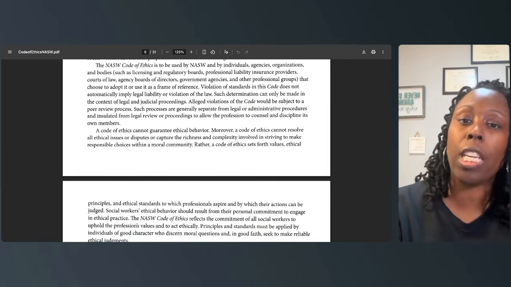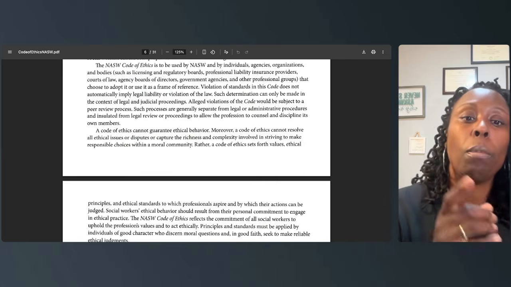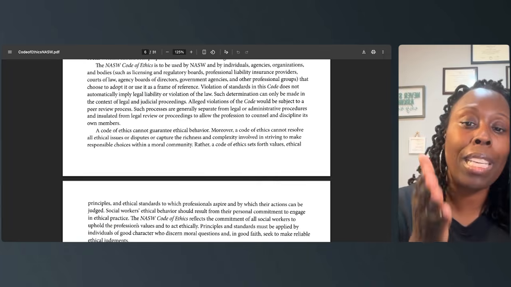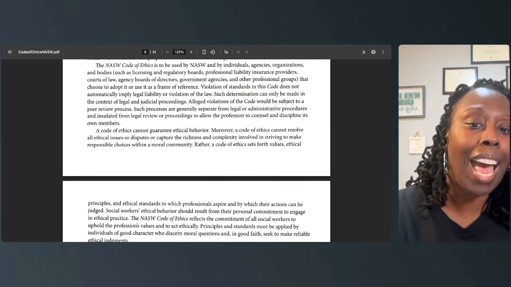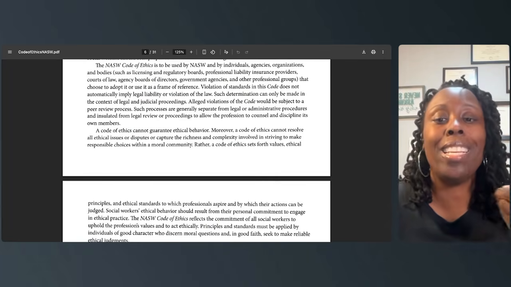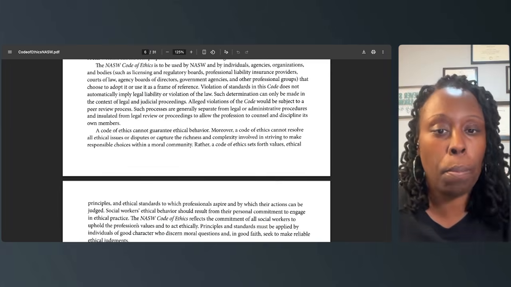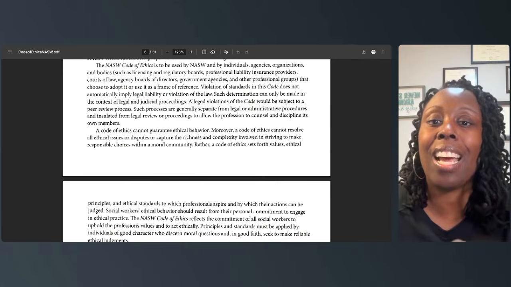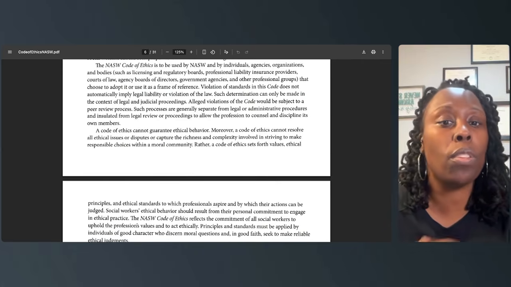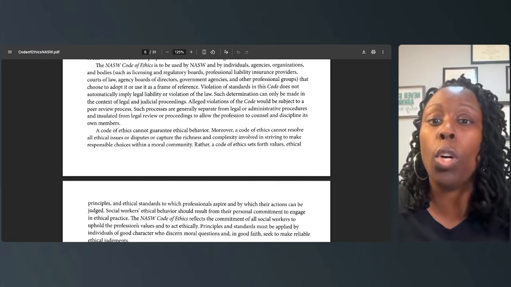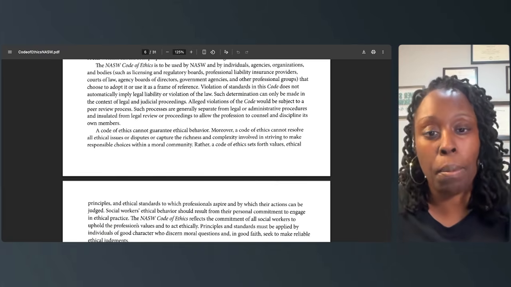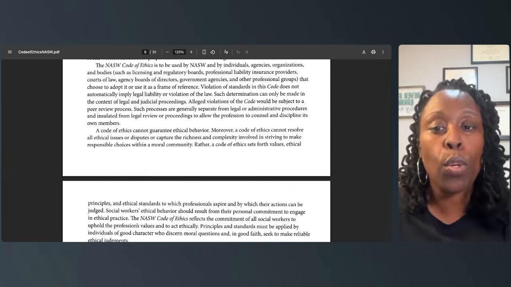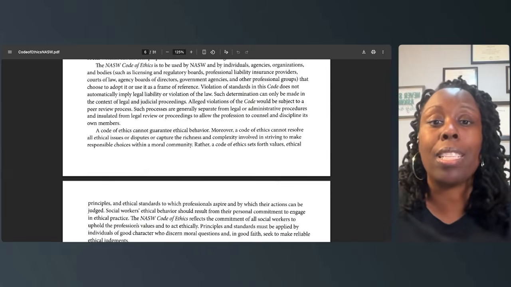Such processes are generally separate from legal or administrative procedures and insulated from legal review or proceedings to allow the profession to counsel and discipline its own members. So listen, guys, determination can only be made in the context of legal and judicial proceedings. So if there's something going on legally or a violation of the code, there is a proceeding that has to take place. Any alleged violations of this code can be subject to a peer review where you're meeting with your peers, and it's a process that you will go through.